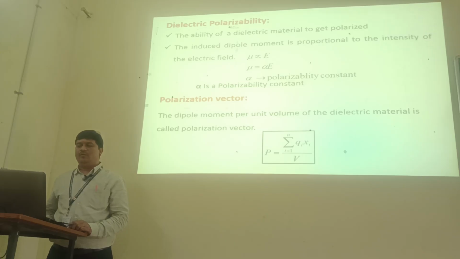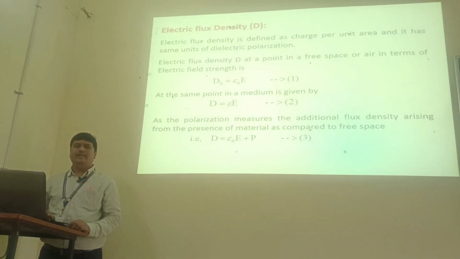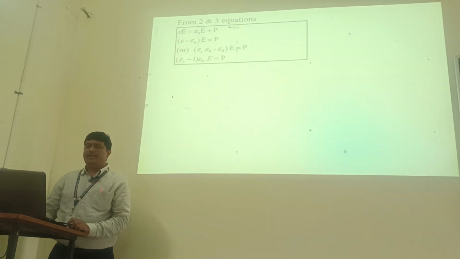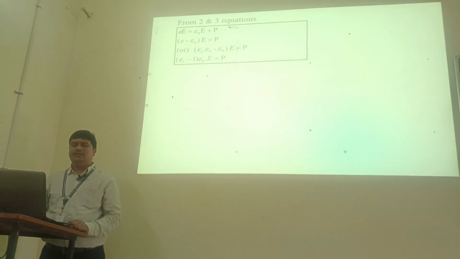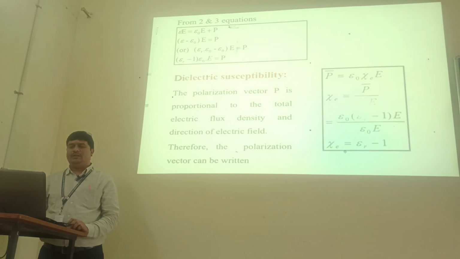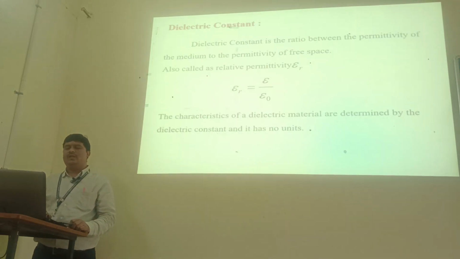Then we get alpha equal to mu by E. Next, the relation between the dielectric parameters: D equal to epsilon naught E plus P. Next, the relation between the polarization and dielectric constant is (epsilon r minus 1) into epsilon naught E equal to P. Next, we have the dielectric susceptibility and dielectric constant relation: chi equal to epsilon r minus 1.